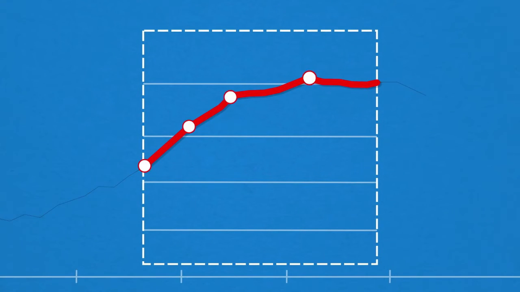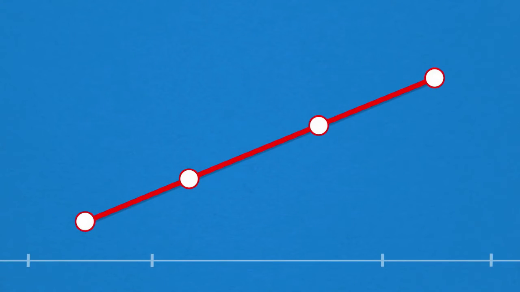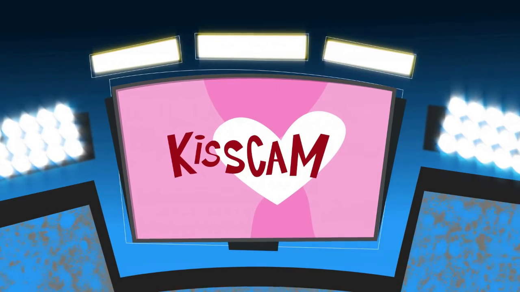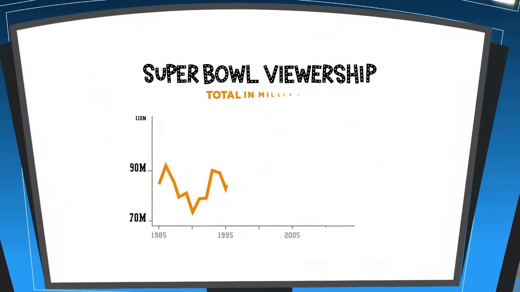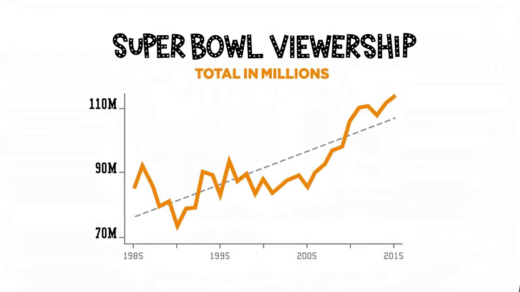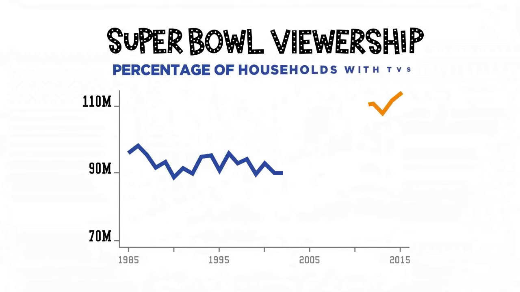And picking specific data points can hide important changes in between. Even when there's nothing wrong with the graph itself, leaving out relevant data can give a misleading impression. This chart of how many people watch the Super Bowl each year makes it look like the event's popularity is exploding. But it's not accounting for population growth.